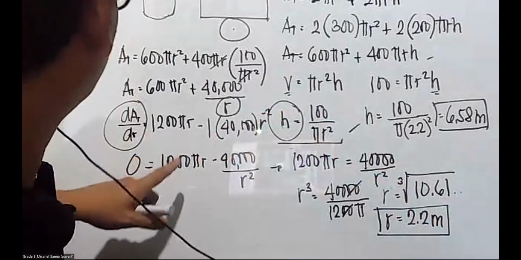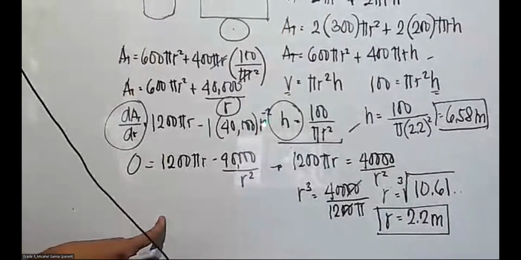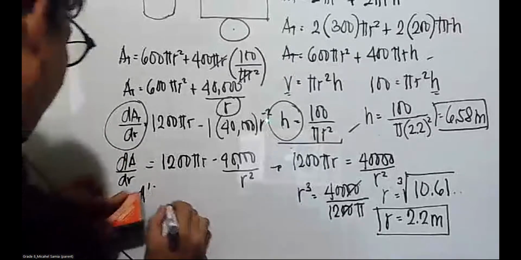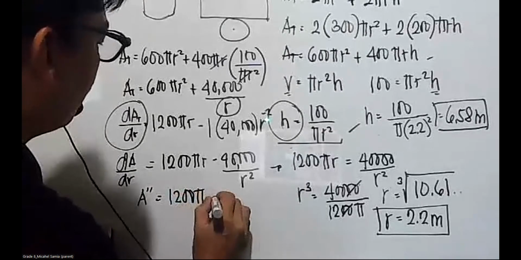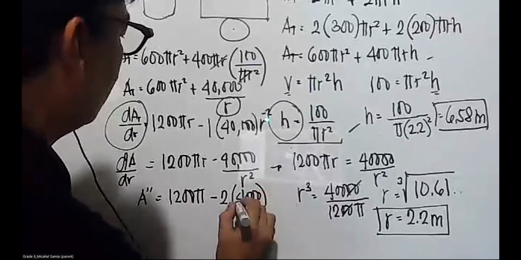So where's our first derivative now? I think this one. Okay, this is our first derivative. Could you still see it here? Okay, so I will retain dA/dr first. Therefore, our A double prime is equal to 12,000 multiplied by pi, and then this is minus 2 multiplied by 40,000, and then all over, minus negative 2 times 4,000.